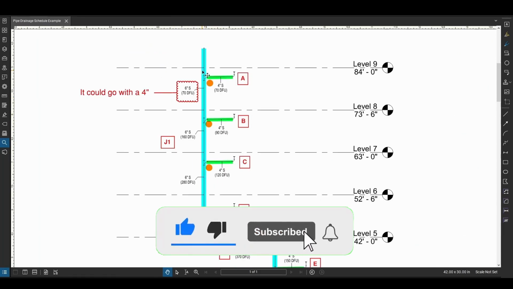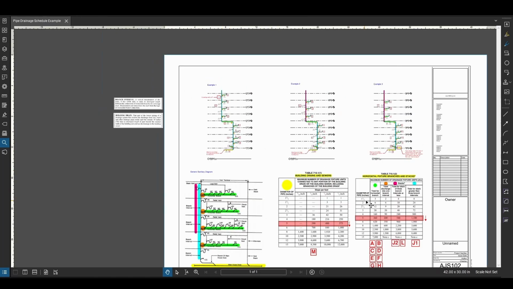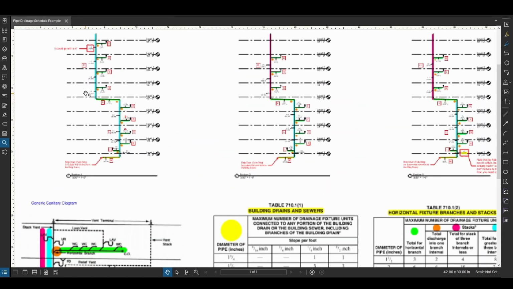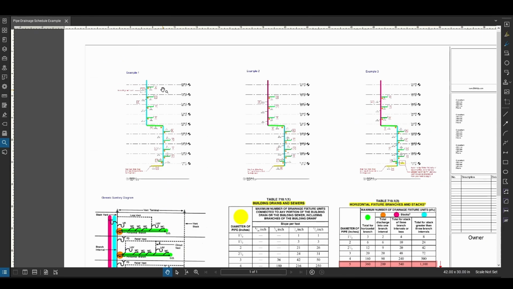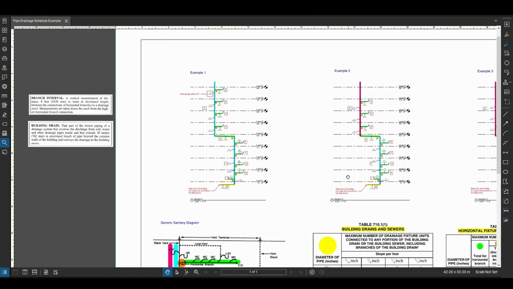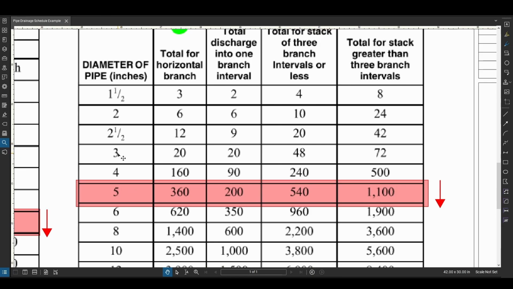Now let's size our vertical lines or stacks. We notice that this is highlighted in blue, and this is highlighted in blue because this is a stack that is greater than 3 branch intervals. You see it? Because we have 1, 2, 3, 4, which is more than 3. That's why we go with our blue column. So this is carrying 70 drain fixture units. So I should be able to size as per this column with a 3-inch, because this allows me up to 72 drain fixture units, and I only have 70.